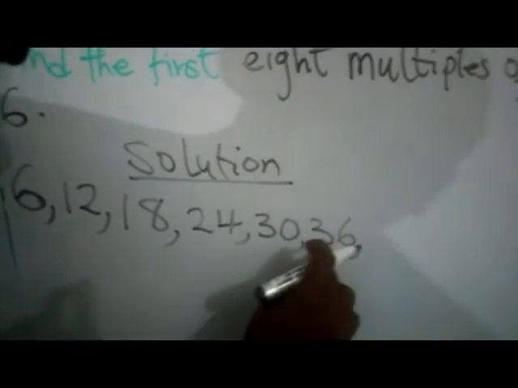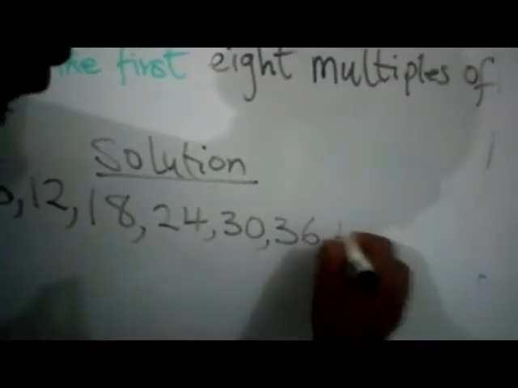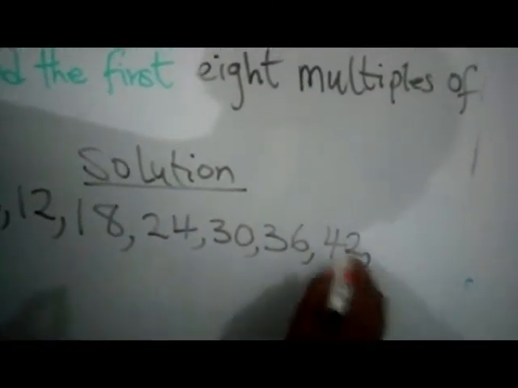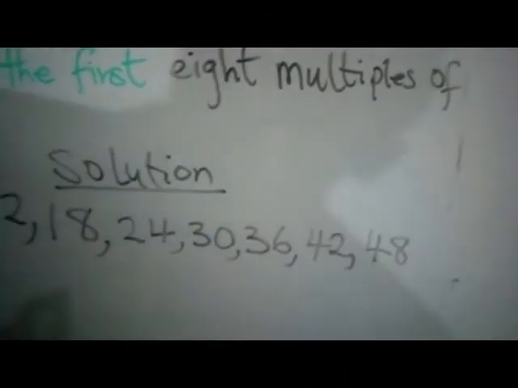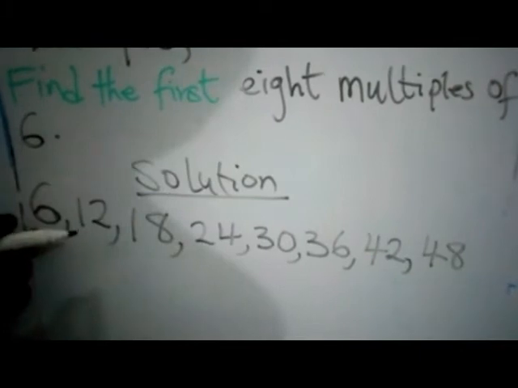The next one will be what? 6 plus 36. That will give us what? 42. And the last one will be what? 6 plus 42. That will give us what? 48. And to check, 6 times 1 will give us 6.